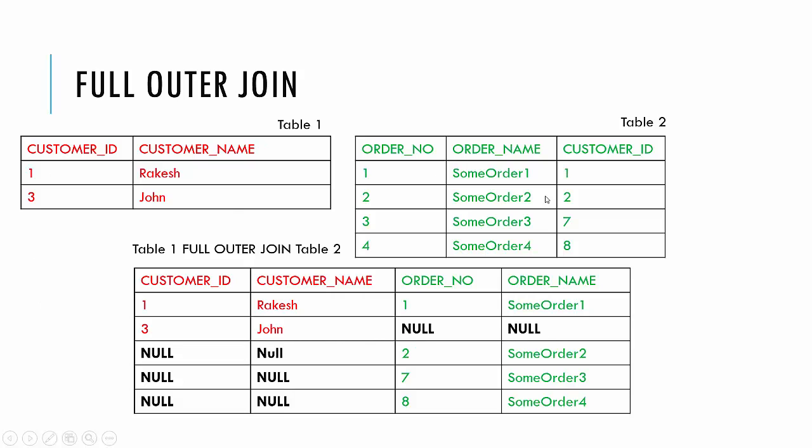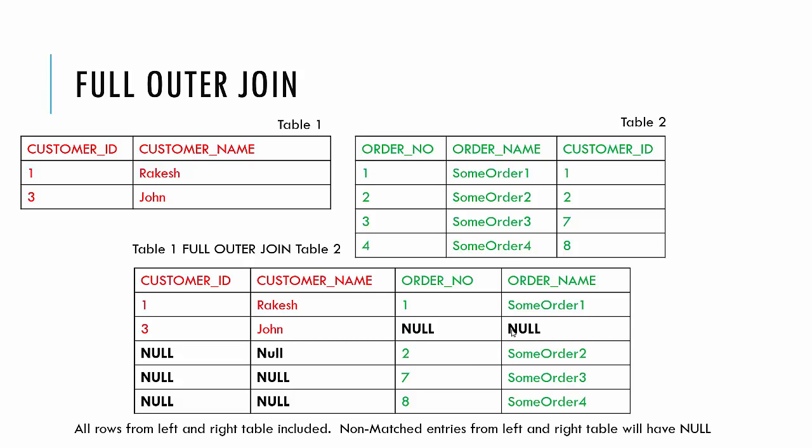Okay. Now do the same thing from table 2. Let's look at customer ID 2. The information is not present in table 1, so we substitute a null. Similarly, we follow for all the rows. So basically it's a combination of your left outer join and right outer join. So you will have all rows from your left hand side table and all rows from your right hand side table. Whatever matches, you will find a complete row set. Whatever does not match will simply have nulls. Okay, so all rows from your left and right table are included. Non-matched entries from left and right table will have null.